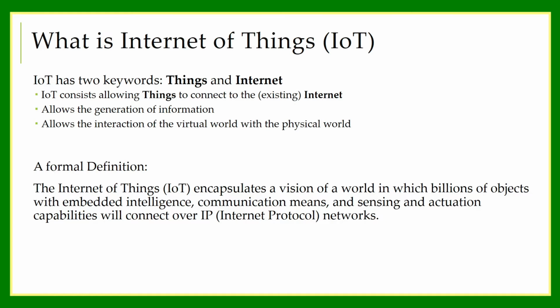A formal definition of IoT is as below. The Internet of Things encapsulates a vision of a world in which billions of objects with embedded intelligence, communication means, and sensing and actuation capabilities will connect over IP, or Internet Protocol, networks.